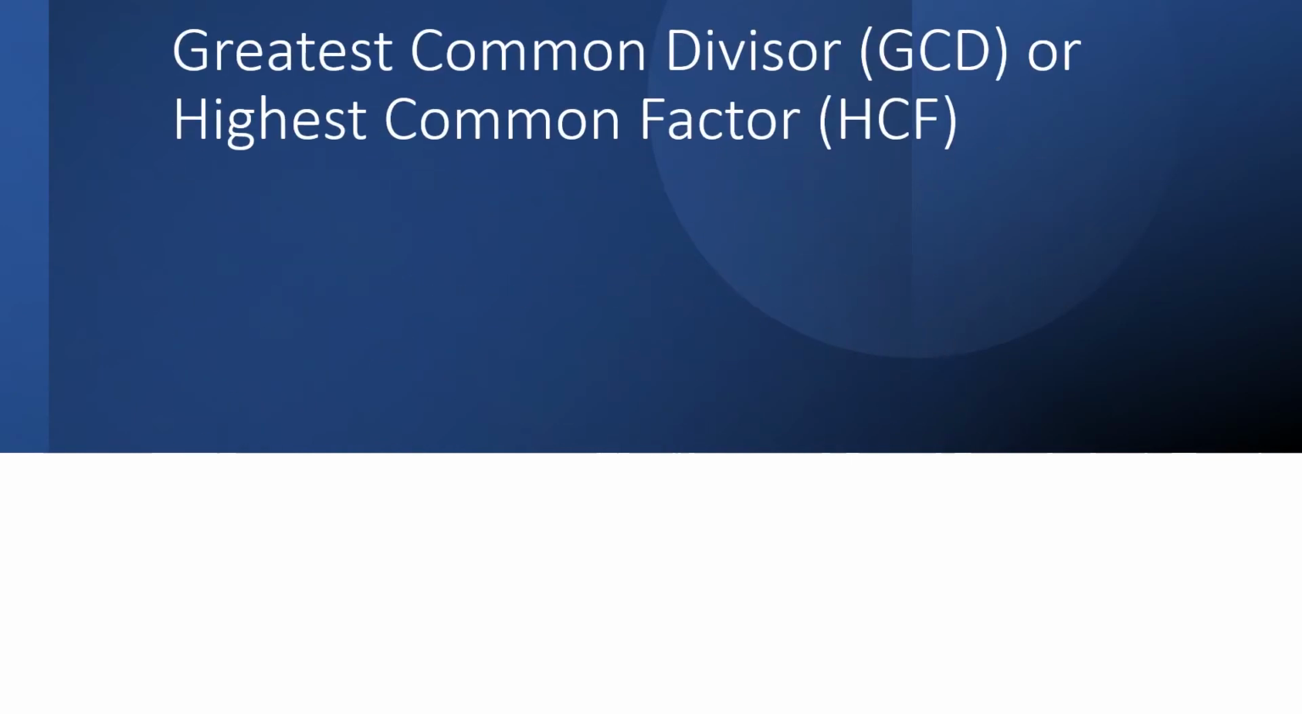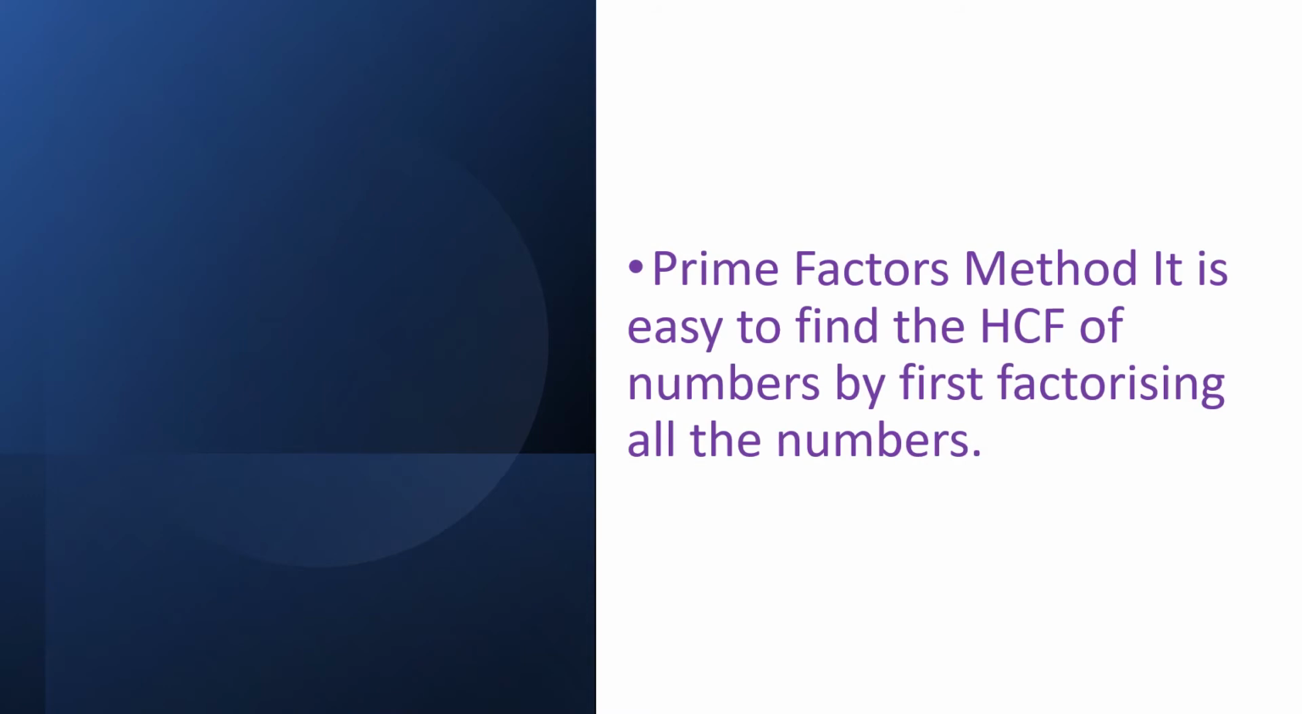Now comes the concept of highest common factor, otherwise named as greatest common divisor. Both are the same. Greatest common divisor or highest common factor. What is it? Let us have some idea about it. In the prime factor method, it is easy to find the highest common factor of numbers by factorizing all the numbers. Just now we found that we can factorize the numbers and find the highest common in those two, that is what the highest common factor is. So prime factorization is a very good method, but there should be a common factor.